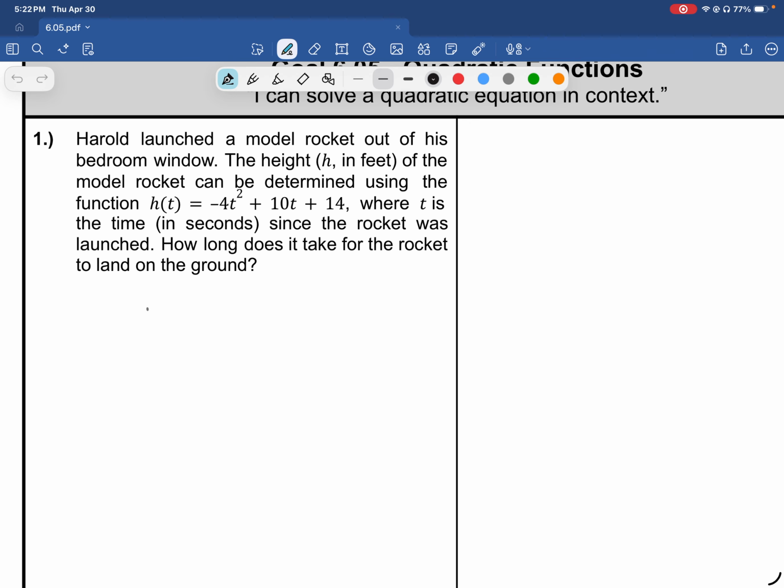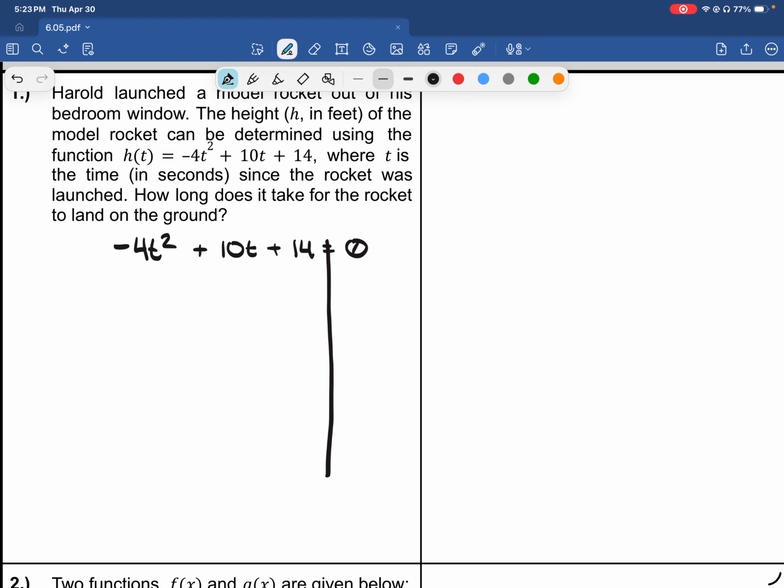If the rocket is on the ground, its height off the ground is 0. This is just a long-winded way of asking you to solve the equation negative 4t squared plus 10t plus 14 equals 0. Little hint for this first one. Divide out that GCF of negative 2 before you do anything else. I knew it was negative because of the negative in front of the leading coefficient, and that takes this down to 2t squared minus 5t minus 7 equals 0.